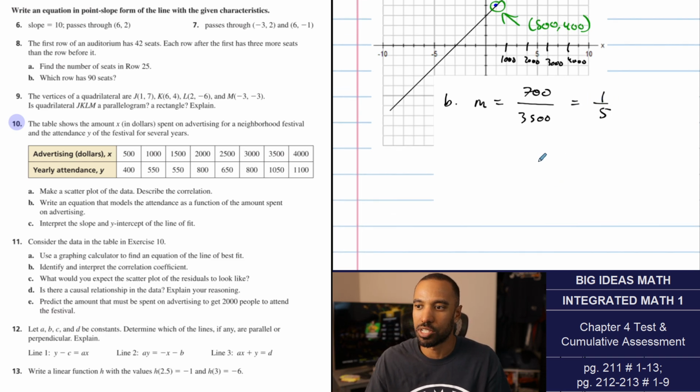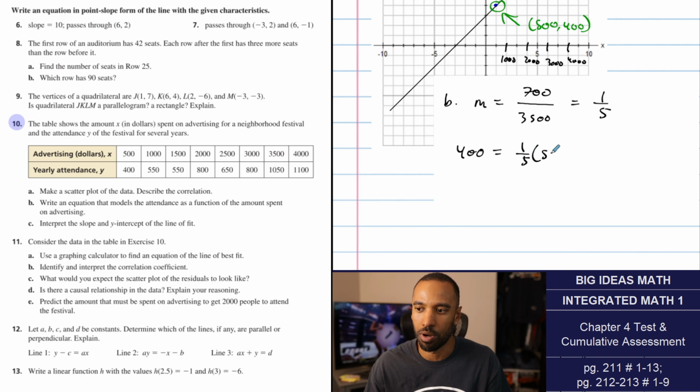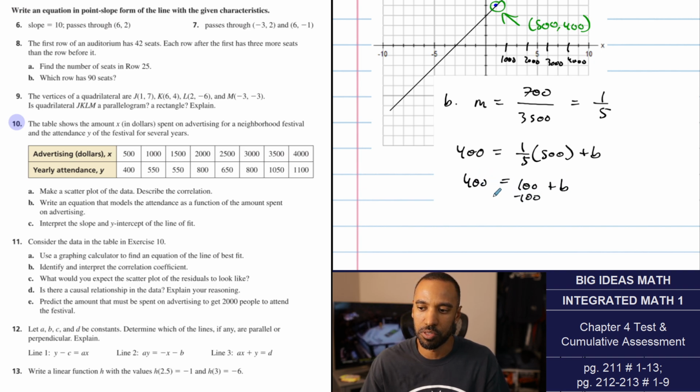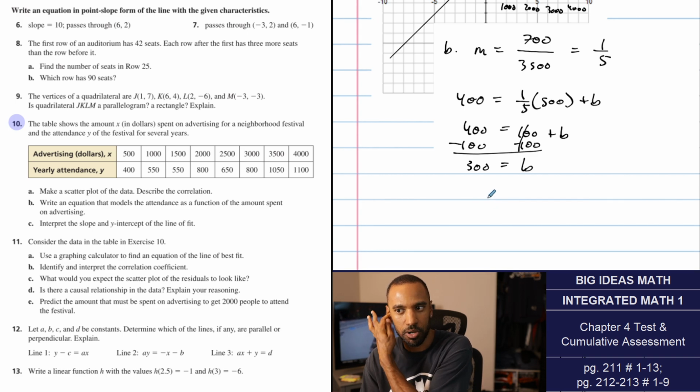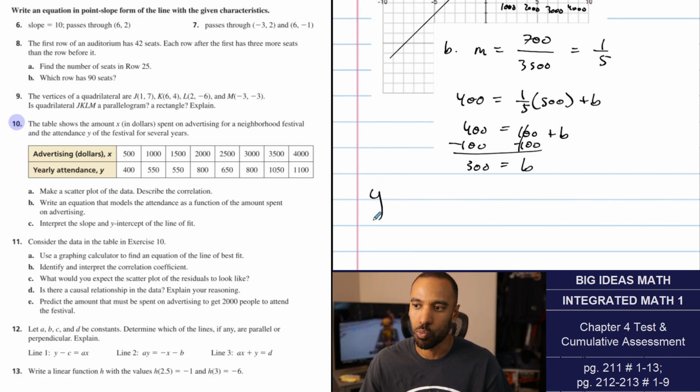Now my y-intercept I can get one of a couple ways. We can plug these numbers in, like 400 equals mx plus b, or 1/5 times 500 plus b, and solve for b there. 1/5 of 500 is 100. Subtract 100 from both sides. You get b is 300. So I'm going to use that, okay? Those are clean numbers. I'm going to work off of that. So this is y equals 1/5 x plus 300.